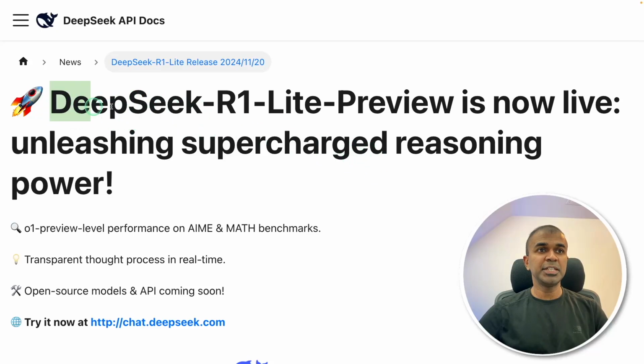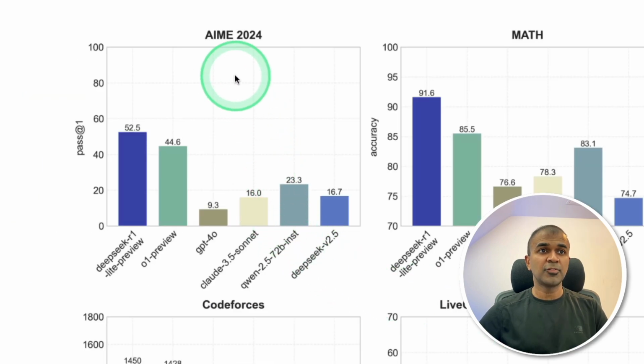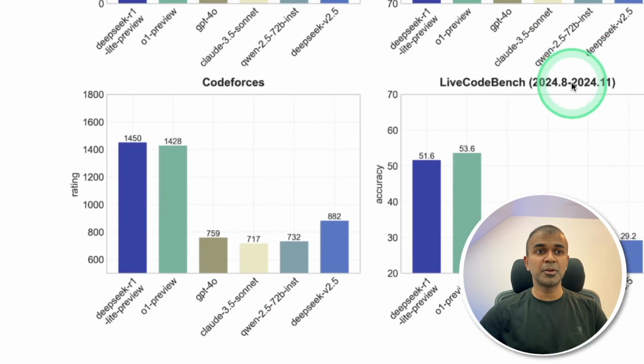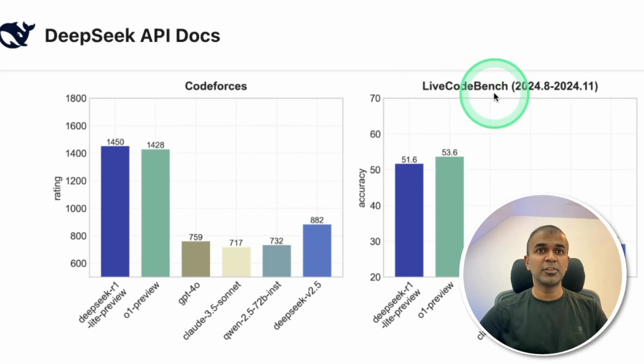Now we have DeepSeek R1 Lite Preview. This is a reasoning model competing with O1 Preview. And from these benchmarks, we can clearly see that this outperforms O1 Preview. That is super cool. In AIME benchmark, in math benchmark, but not on LiveCodeBench.